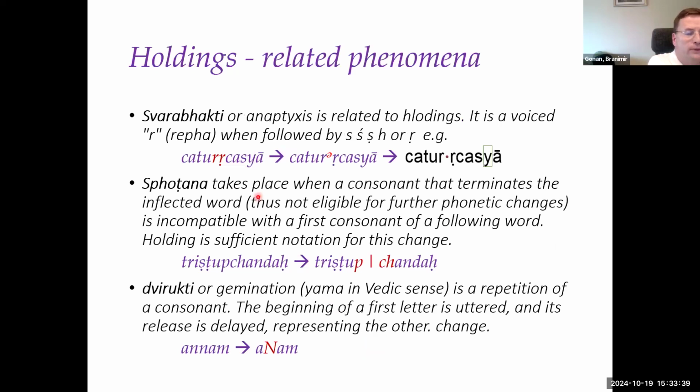Then the other rule which we also obey is called Swara Bhakti. It is a voiced R when followed by sibilants, hak, or R dot down, which is the semi-vowel R. For example, Chatur Rachasya. So you have this R plus R, okay? So what is happening in this case? We need to pronounce Chatur Rachasya. Chatur Rachasya. Chatur R.